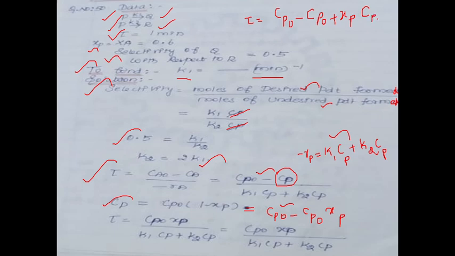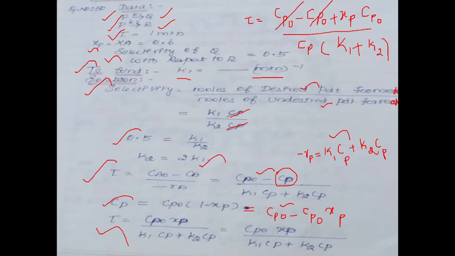The denominator is the same term, no change: K1 into Cp plus K2 into Cp. The common factor Cp we take outside, Cp into K1 plus K2. In the numerator, plus Cp naught and minus Cp naught cancel. Finally we get tau is equal to Cp naught into Xp by Cp into K1 plus K2.